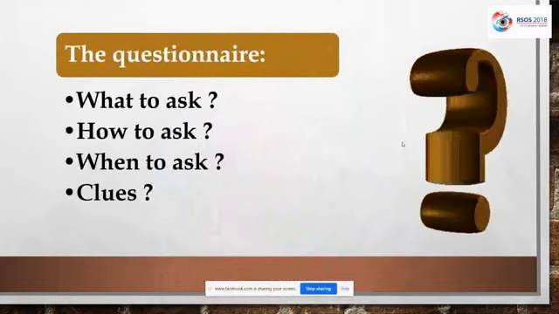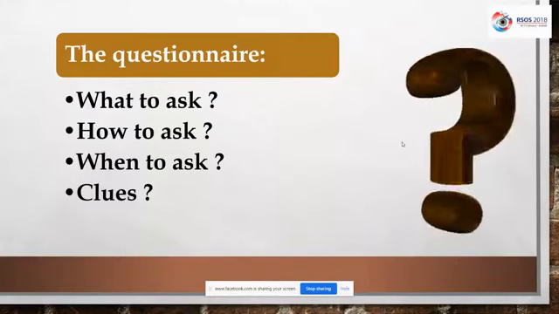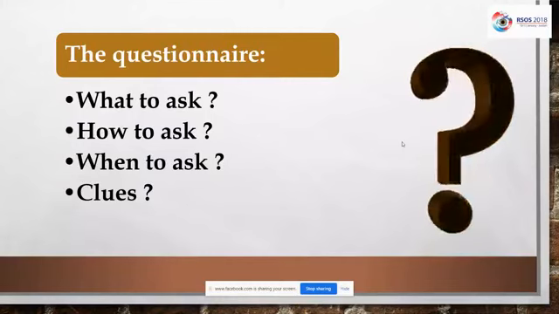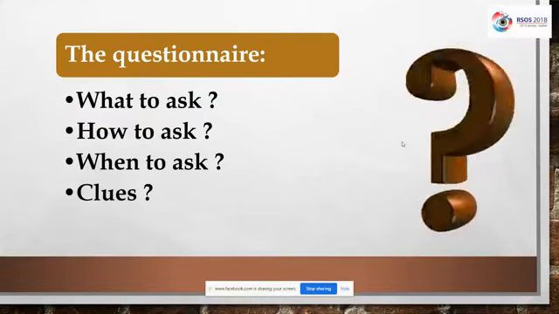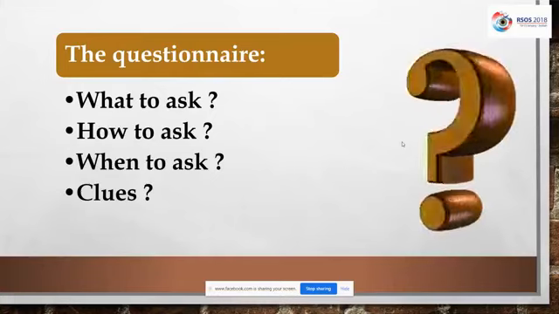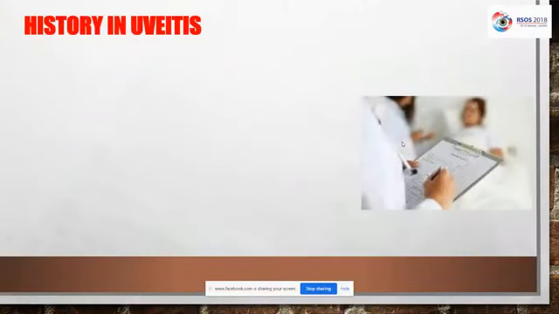So the questionnaire about the history is you need to know what to ask and how to ask, when to ask, and the clues in this diagnosis. So again, what to ask, how to ask, when to ask, and the clues in your diagnosis. So this is very important for every item in the uveitis. So the history, as you are taking a history for any patient.